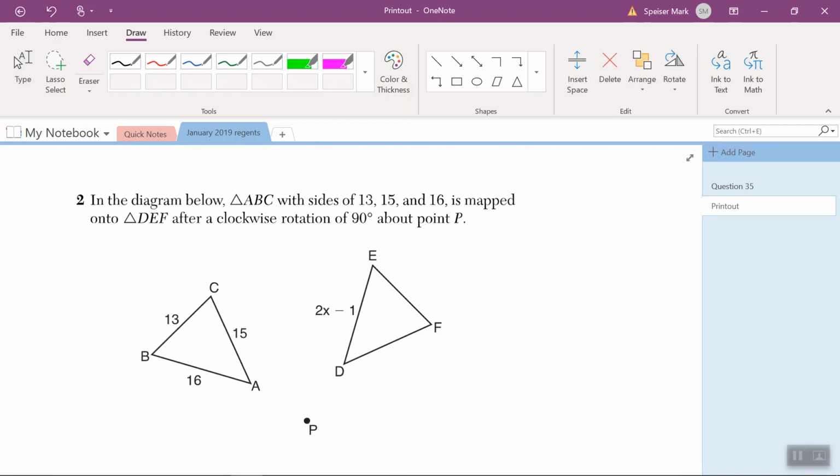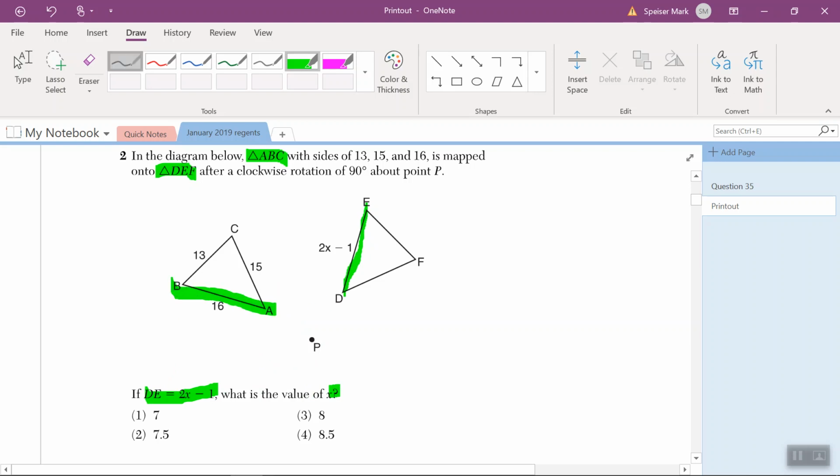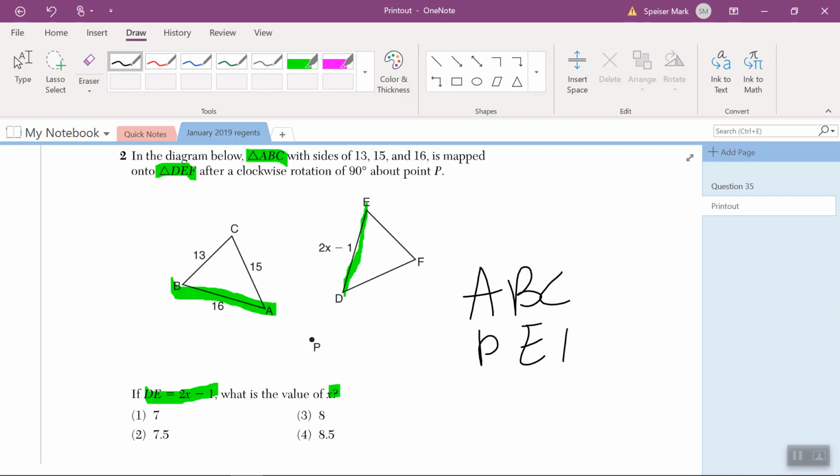In the diagram below, triangle ABC, with sides 13, 15, and 16, is mapped to triangle DEF after a clockwise rotation of 90 degrees about point P. If DE is 2x minus 1, what's the value of x? Well, we rotate 90 degrees, and DE matches with AB. The easiest way to see this is to put the names of the triangles one on top of the other and draw an arrow from each letter to show where each letter goes. So A goes to D, B goes to E.